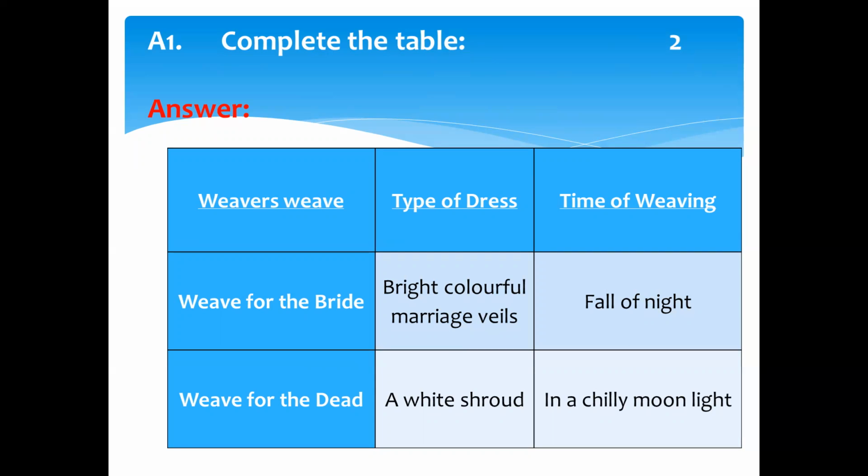Weaver's view for the bride. Type of dress, bright colorful marriage veils. Time of weaving, fall of night. Weaver's view for the dead. Type of dress, a white shroud. Time of weaving is in a chilly moonlight.